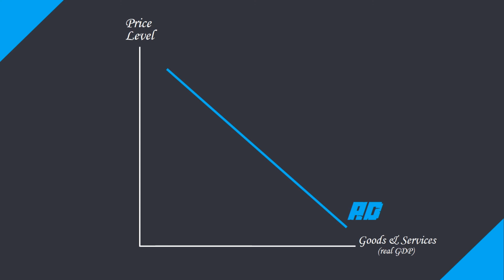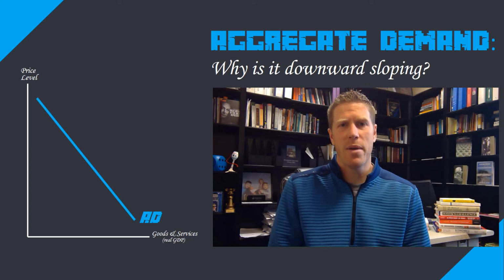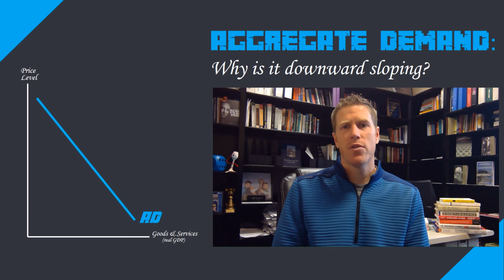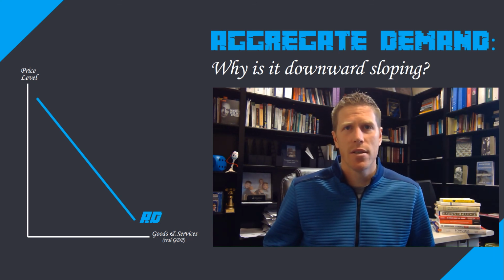When the price level goes down or declines, the quantity of goods and services will increase. It's inversely related. So when the price level goes down, the quantity goes up. In other words, the aggregate demand curve is downward sloping. But why is the aggregate demand curve downward sloping? Why is it that when the price level drops, the quantity of aggregate demand actually increases?